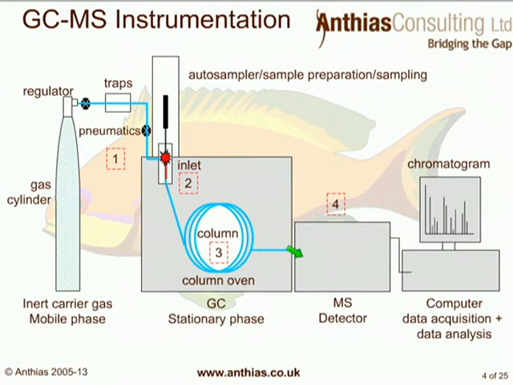When we go to inject our sample, it could be through our autosampler. Our sample is vaporized in the GC inlet and then is transferred and separated through the analytical column and then flows into the mass spectrometer.